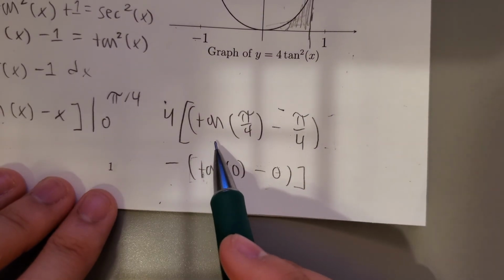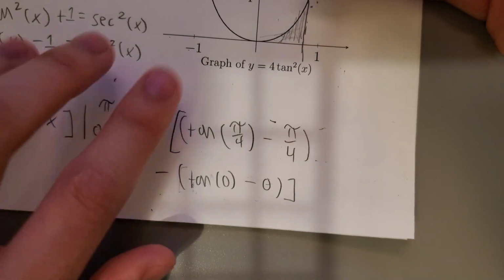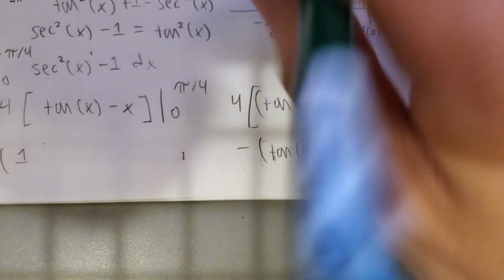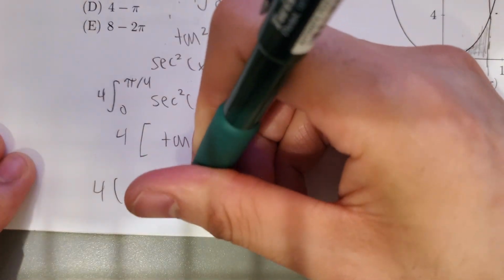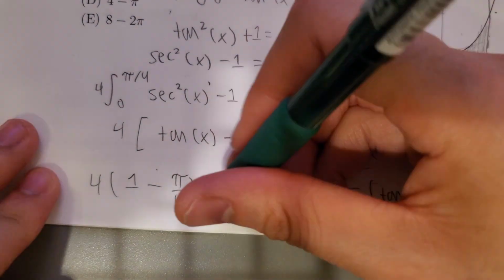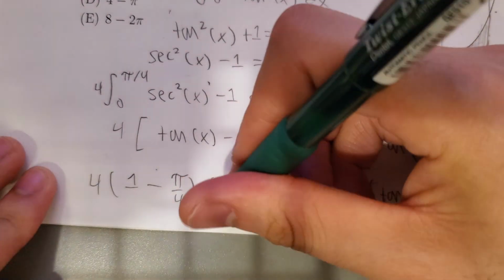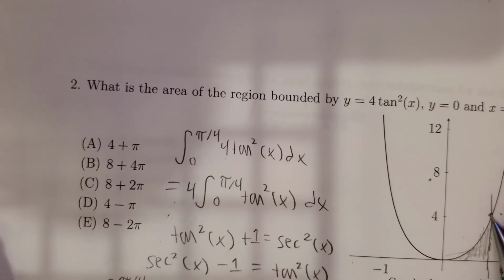And the tangent of pi over 4 is equal to 1. So when this simplifies down, you end up with 4 times 1 minus pi over 4. And then you can distribute the 4, so you end up with 4 minus pi. And this ends up being the final area of this original region that we found here. So the answer to this problem ends up being D, 4 minus pi.